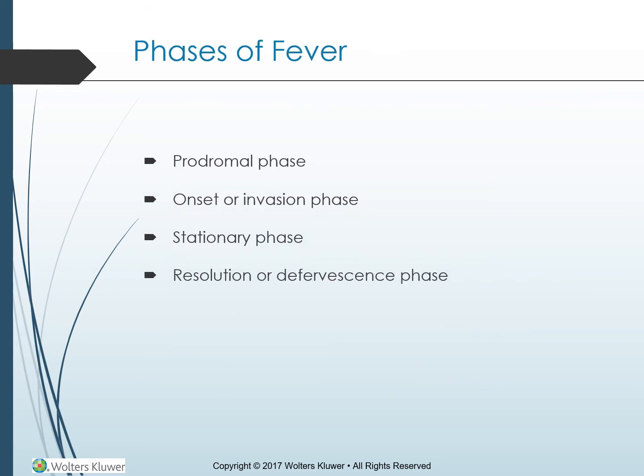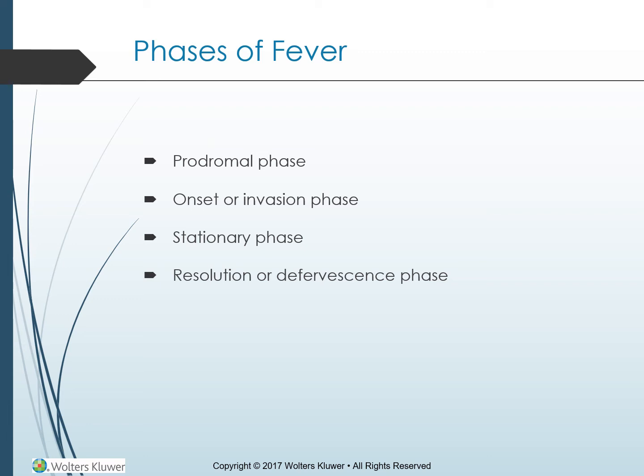Phases of fever. The prodromal phase has no specific signs and symptoms. Usually you have muscle aches, a mild headache, lethargy, and decreased appetite. The onset or invasion phase is obvious, with an increase in temperature. There are mechanisms going on at this point for shivering. You could have paleness and cold skin.